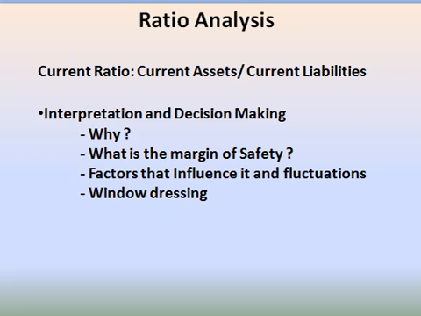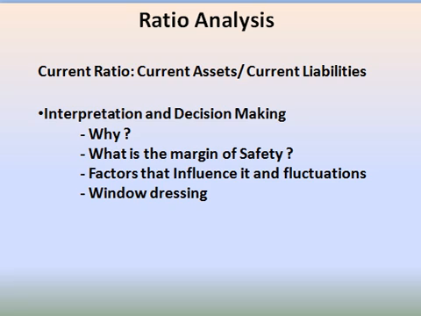A very, very high current ratio, such as 4:1 or 6:1, indicates that there are too many current assets which are not properly utilized in the business. This may also mean that the management of the concern is not adopting proper investment policies for optimum utilization of its current assets. A very low current ratio indicates lack of liquidity and shortage of working capital.